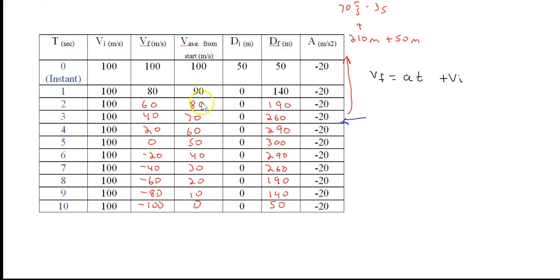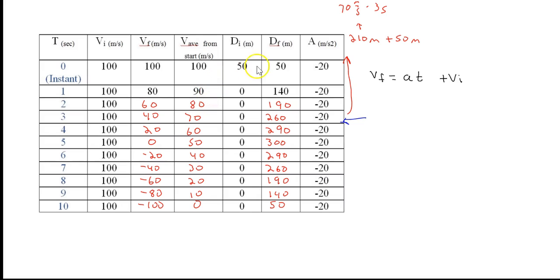The next thing that I think becomes pretty clear is how we got our average velocity. Our average velocity describes the average from the start of our stopwatch, from the instant 0. So after 1 second has elapsed, our average velocity was 90 meters per second. After 2 seconds, it was 80 meters per second, right? Because we're slowing down. Notice the average velocity is smaller than our initial velocity in this case, and it's larger than our final velocity, somewhere in between.